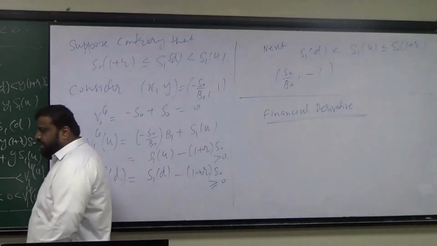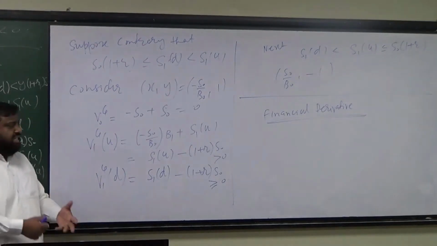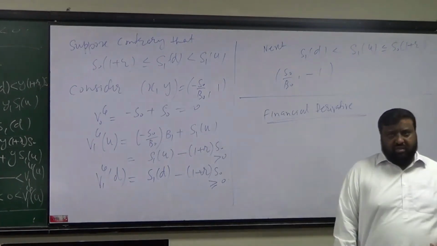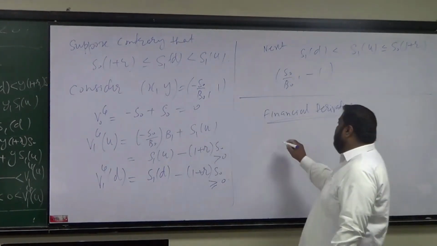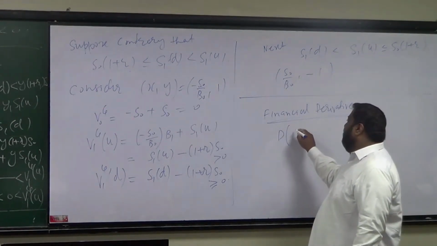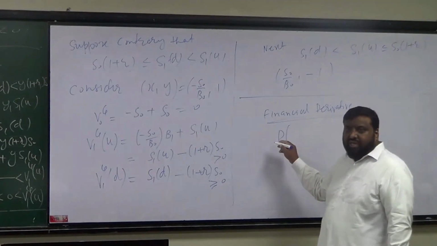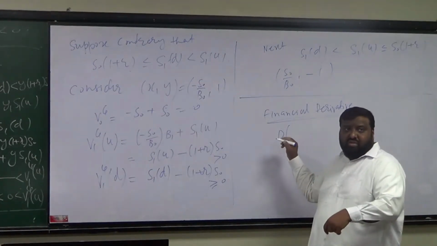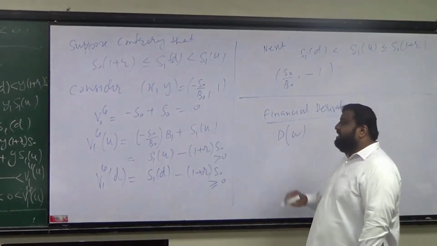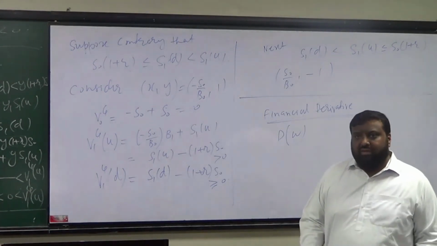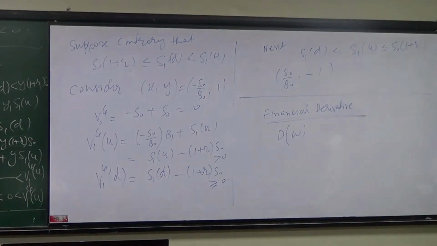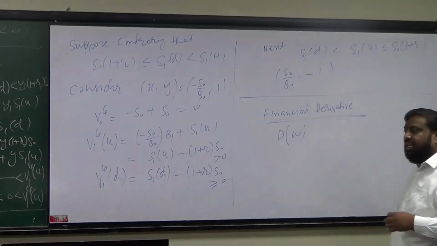You're going to read the first chapter, then you're going to get the detail. So the financial derivative essentially is a function of a stock. In other words, it's a function D which is a function of a stock, and a stock is a function of omega. It depends on omega. So I would say that D is something which depends on whether the stock goes up or down. Roughly, any financial derivative mathematically is a function of a stock.